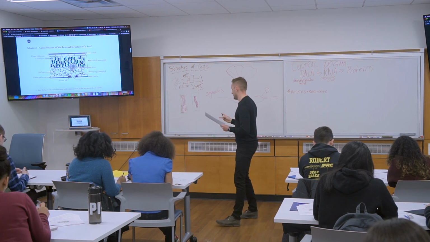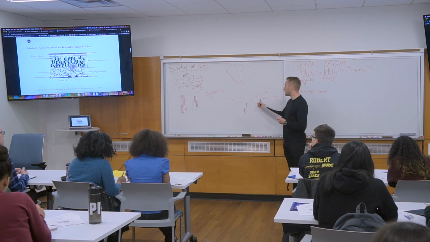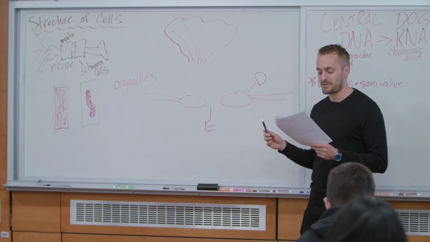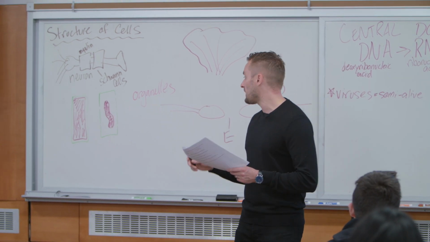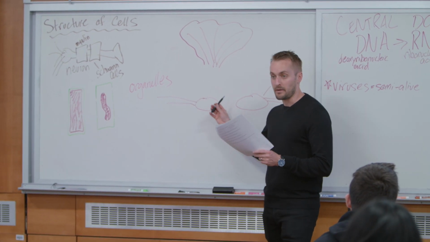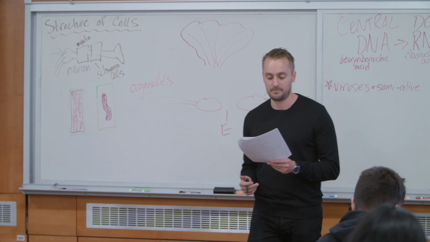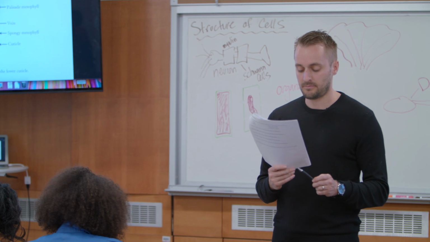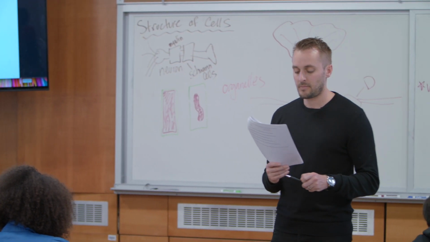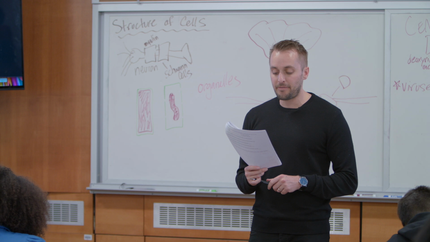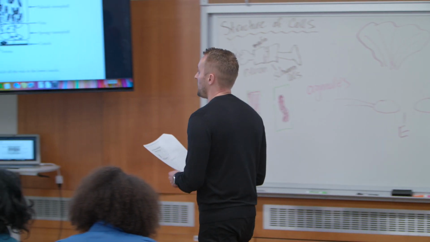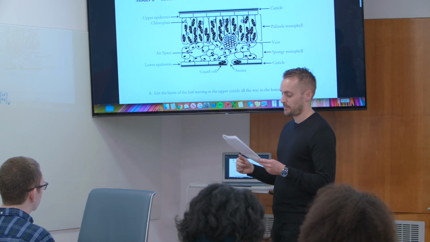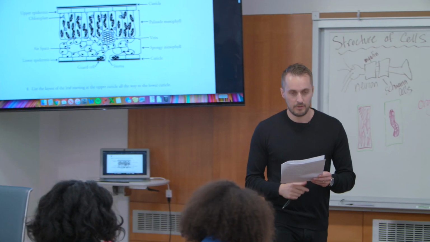D is pointing to my guard cell. Hopefully that was not too confusing. And so E is pointing to the opening, which is my stoma. And F then is pointing to my lower epidermis. Nothing for G.